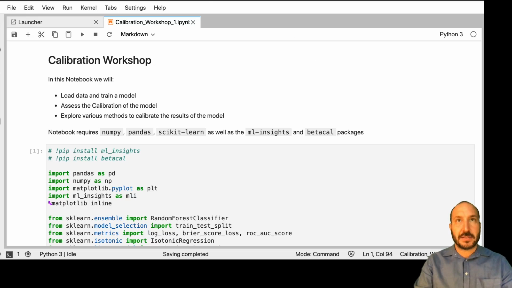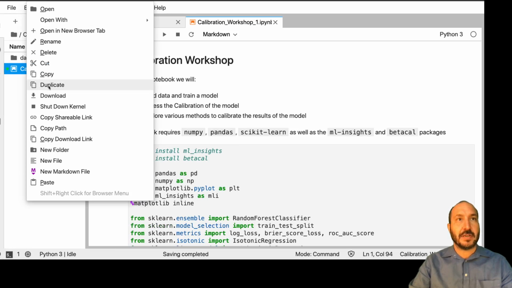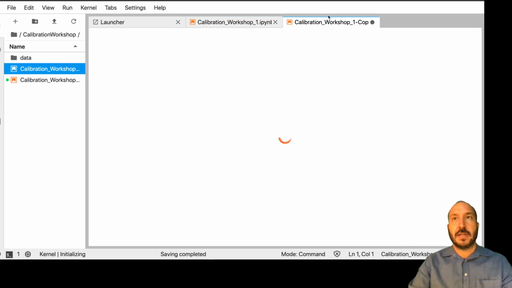Okay, welcome back to the workshop. Hopefully by now you've been able to load up this notebook. And what I'm going to suggest people do is actually to go over here and make a copy of that workbook and open up that copy.